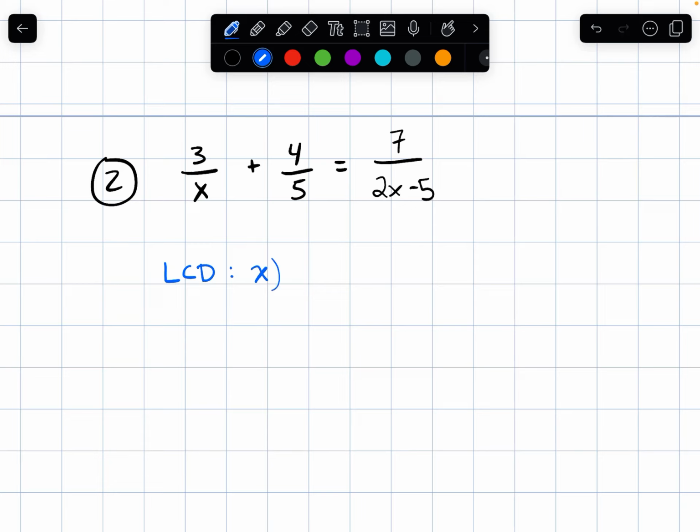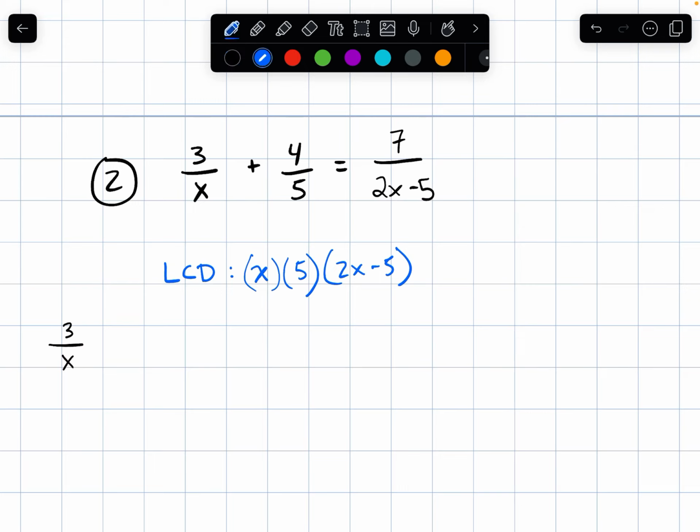We also know that we're going to need a 5. So I'm going to have an x, I'm going to also have a 5, and I'm also going to have this over here, which is a 2x minus 5. Because they're all different and they don't have anything in common, I'm going to have to get all of these terms multiplied by x, by 5, and by 2x minus 5. So we got a little bit of work to do.